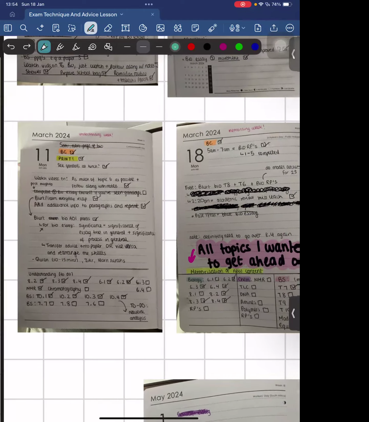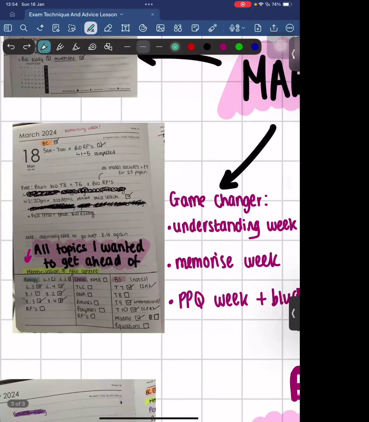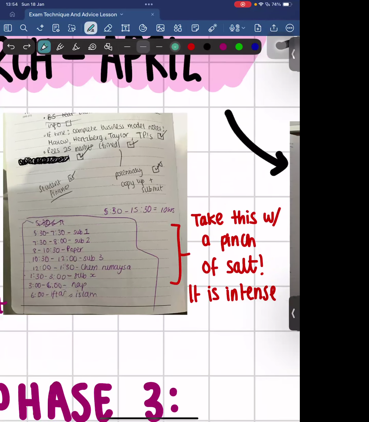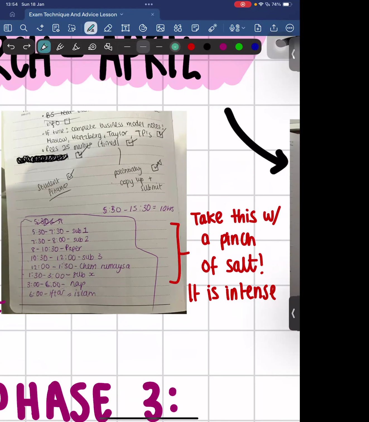And then this was, oh yeah, okay, this is a bit controversial. I did about 10 hours of work in a day sometimes, which is probably too much, and you will burn out. So probably don't do that.